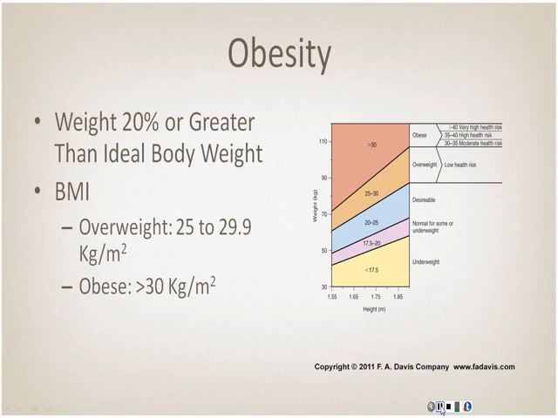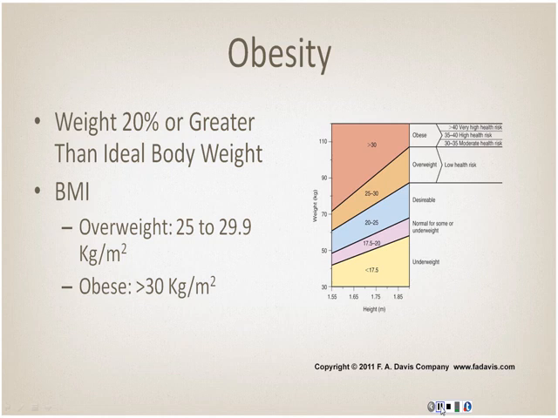I'm going to switch gears and talk about obesity. Using a height-weight chart, weight that is 10 to 20% above the ideal body weight is considered overweight, and then if it's greater than 20% above ideal body weight, then the person would be considered obese.